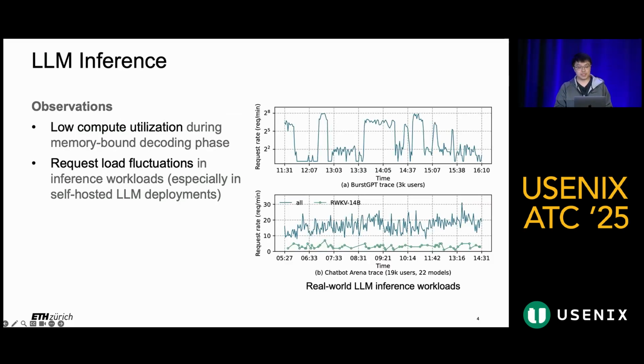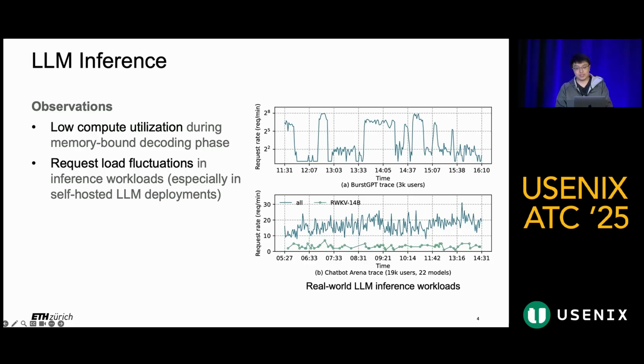By reproducing real-world traces using the state-of-the-art LLM serving engine and profiling, we make the following observations. First, the decoding phase of LLM inference is memory-bound, since generating even a single token requires loading the full model from HBM into SRAM, so it has low compute utilization. Second, the request load in all inference workloads fluctuates greatly.